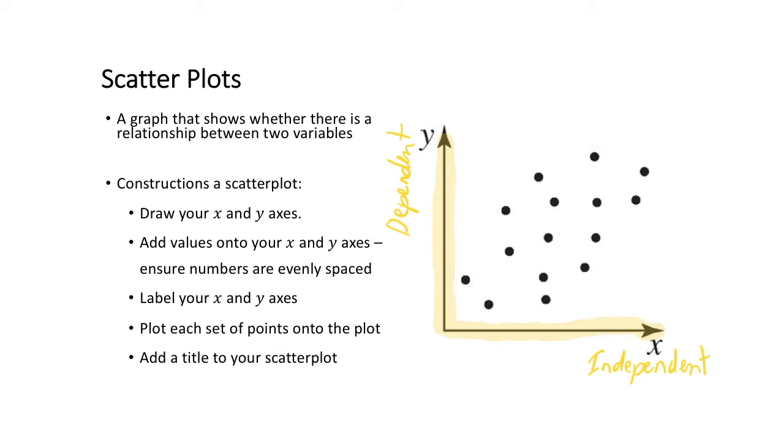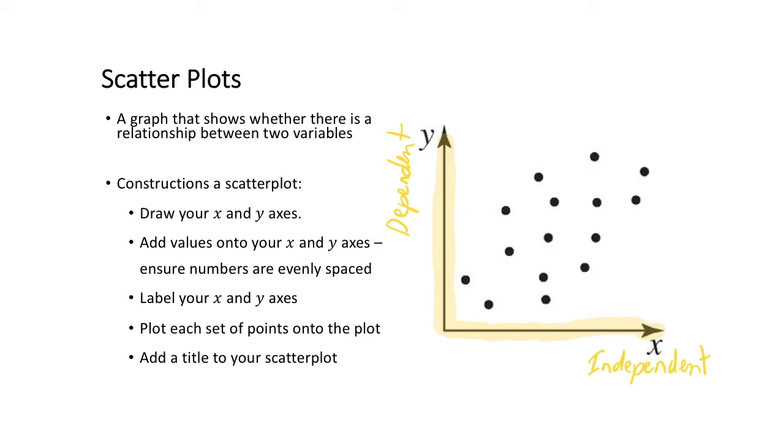Once we've done our x and y axes, we want to add our values, so our numbers, to cover the range in our data set. When we're adding those numbers onto the x and y axes, they have to be evenly spaced apart so we've got a consistent scale. The scatterplot will not be accurate if our scale along our x and y axes are not correct.